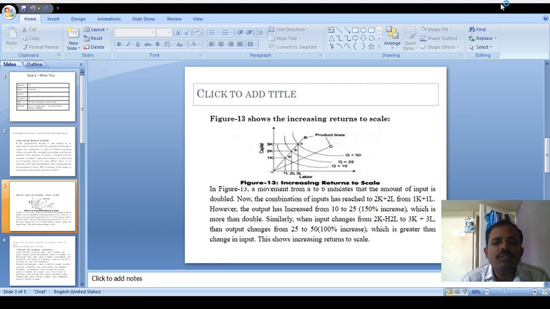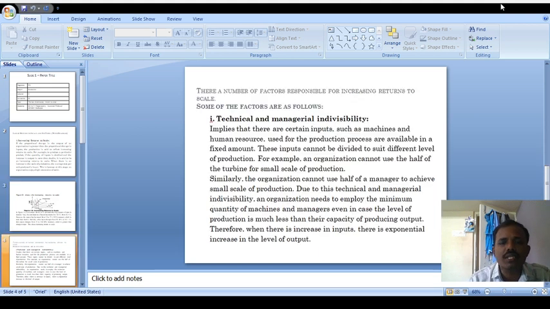However, the output is increased from 10 to 25. So here, this is an increase of 150% because it goes from 10 to 25, which is more than double. Similarly, when input changes from 2K plus 2L to 3K plus 3L, then output changes from 25 to 50. That is a 100% increase, which is greater than the change in input. This shows increasing returns to scale. Here, students, the picture shows clearly the law of increasing returns to scale.